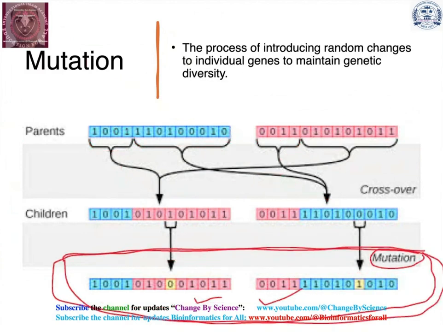Now, mutation, the process of introducing random changes to individual genes to maintain the genetic diversity, is basically mutation. It can be point mutation or it can be many other types of mutation. But these days, in different human diseases, there are many more different types of changes in the chromosomes. But here, I'm not going to introduce those things, but in a genetic algorithm, those things are also easily covered.